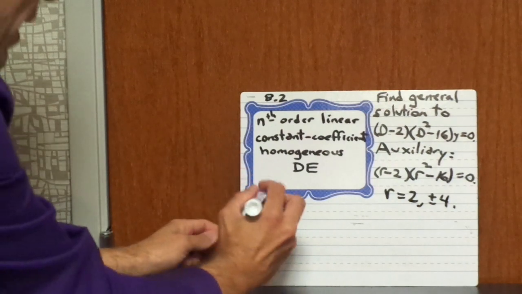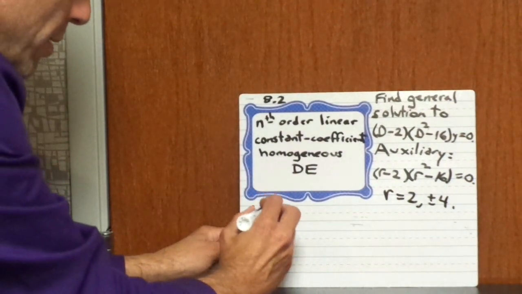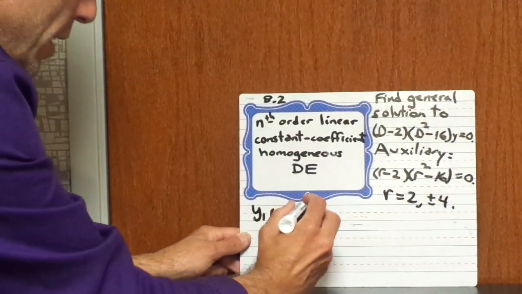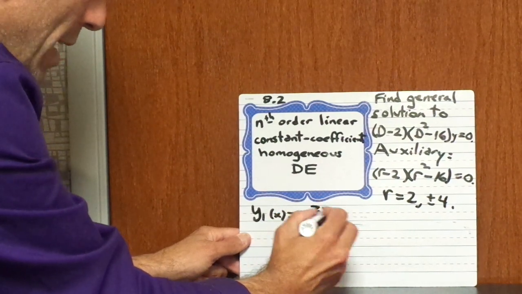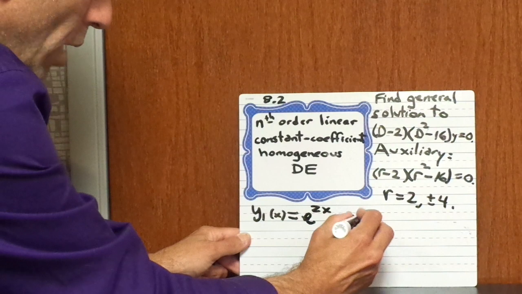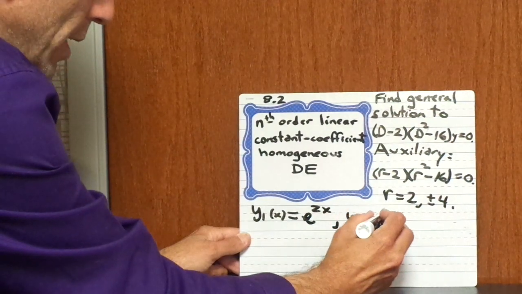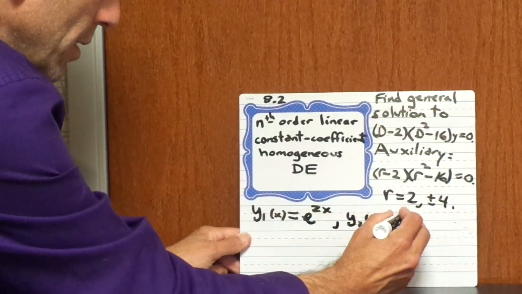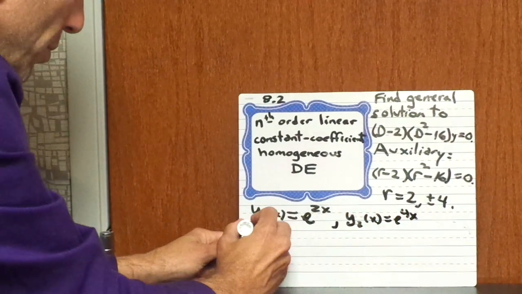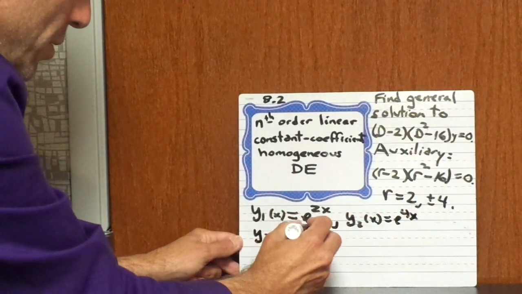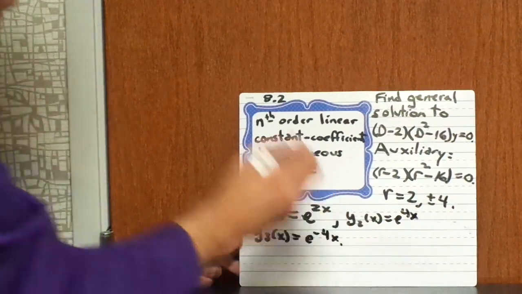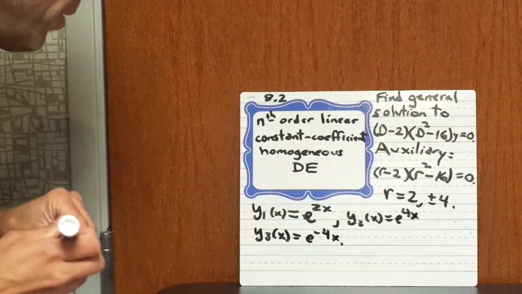Well, that means that we have 3 solutions to our differential equation. We have y1 of x, which would be e to the 2x. So we have that solution. Then we have y2 of x, which would be e to the 4x. And we also have y3 of x, which would be e to the negative 4x. Okay, so that's pretty simple.